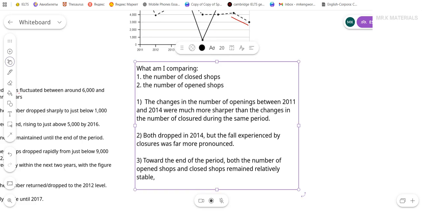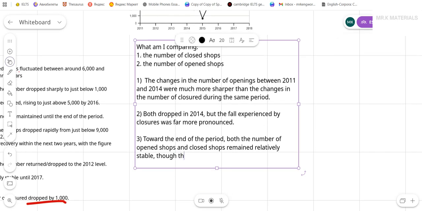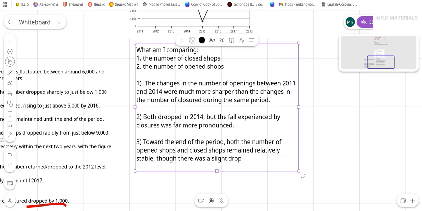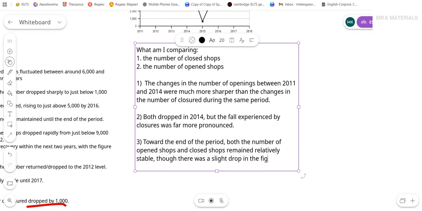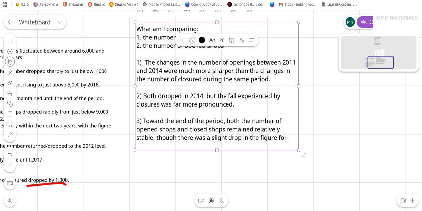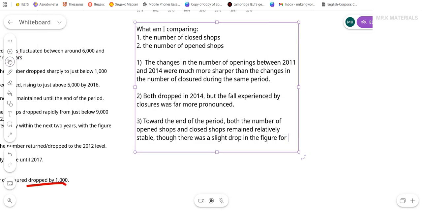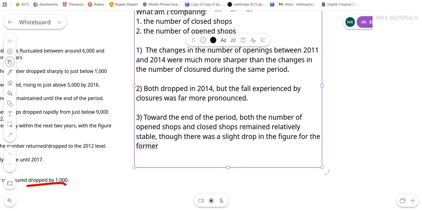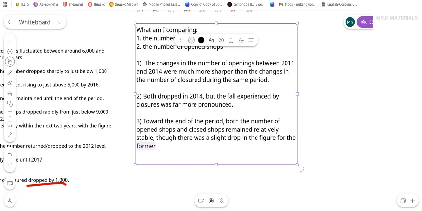Toward the end of the period, both the number of open shops and closed shops remained relatively stable. Though there was a slight drop in the figure for, I'm going to use a different vocabulary here, make sure you understand this, for the former. So when I say former, I'm talking about the first category.